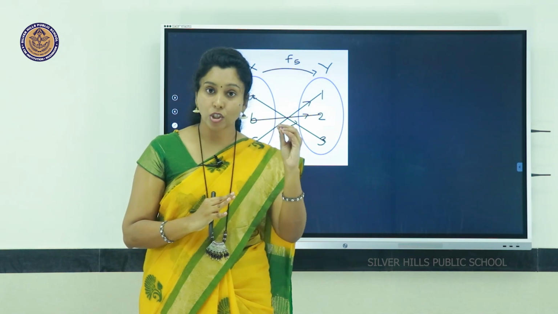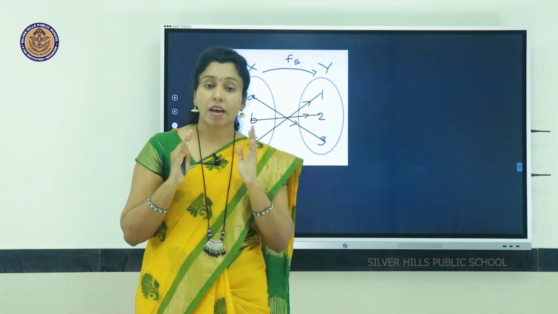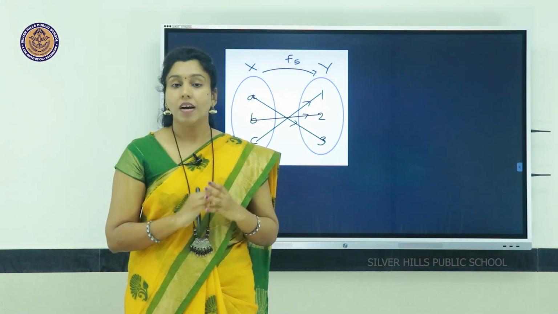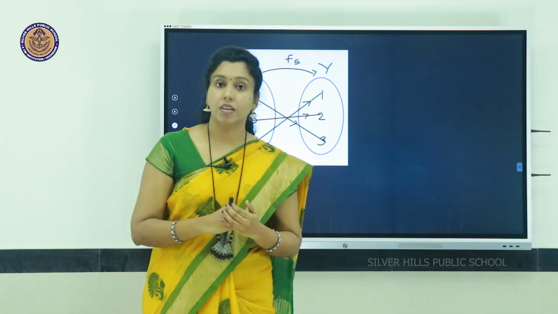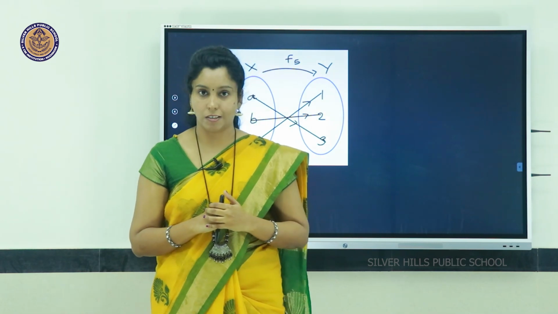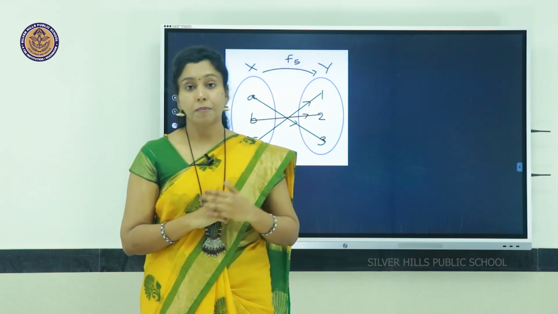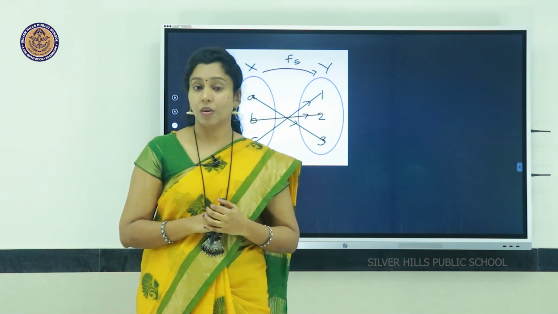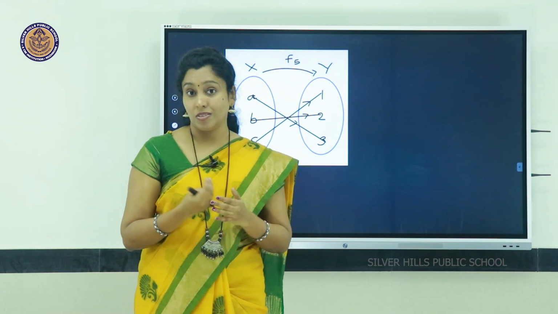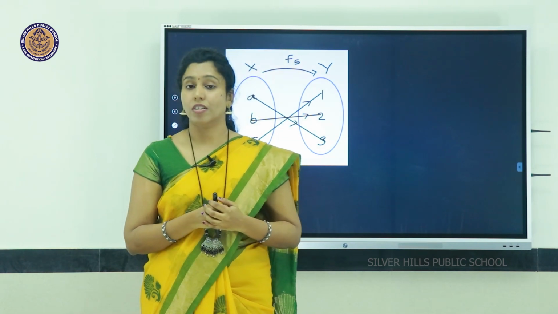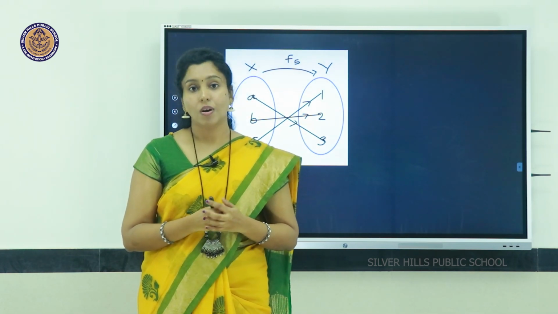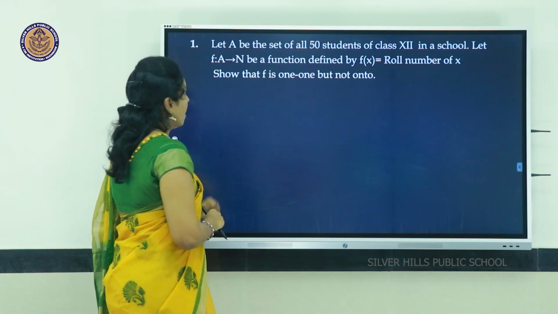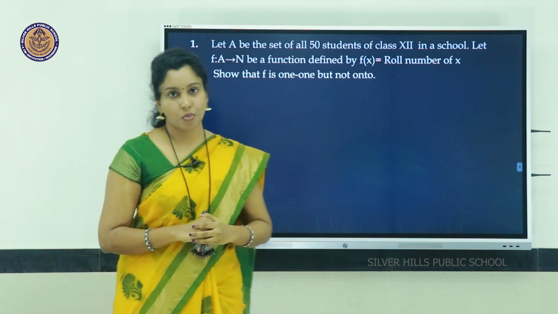So hope the definition is clear to you, and if an arrow diagram is given to you, you can easily identify whether the given function is 1-1, onto or bijective. Now let's move to the problem side. We'll do a few questions and then let's see whether we are able to identify the given function as 1-1, onto or bijective. So here is the first question.